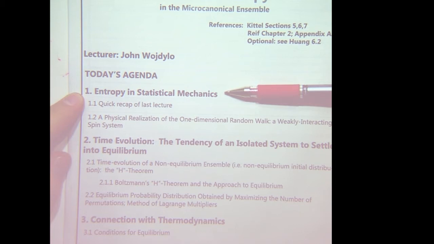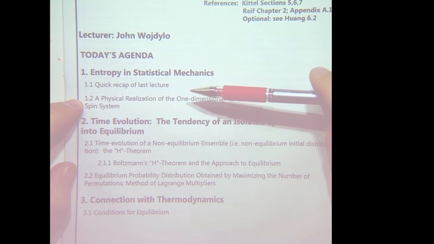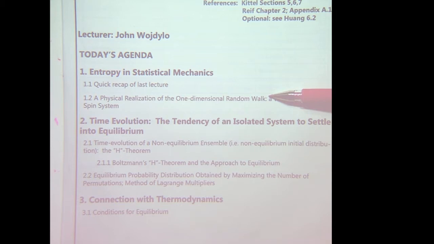So today, the first thing I'll be doing is entropy and statistical mechanics. I've done the quick recap already. A physical realization of the one-dimensional random walk problem. In fact, the coin tossing problem that we looked at last week is really just what's called a one-dimensional random walk. What that really means, you will see in the assignment, you're going to answer some assignment questions. And it's a weakly interacting spin system. So now we talked about entropy, so I'm applying the idea that we did for the second half last week to entropy of an isolated system, okay?